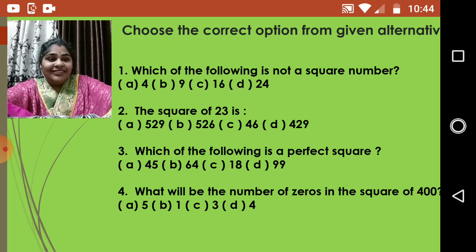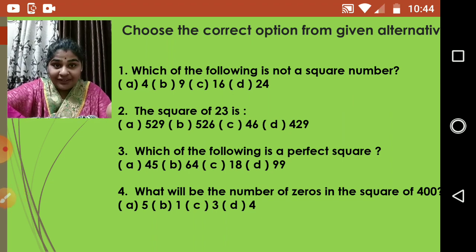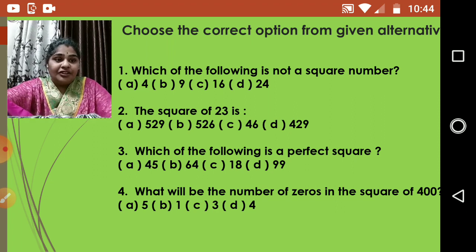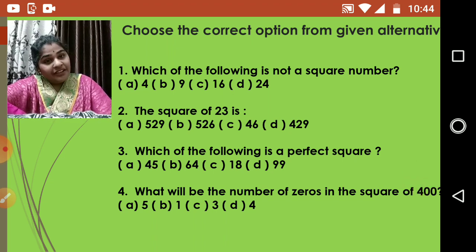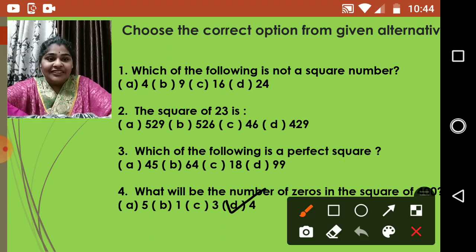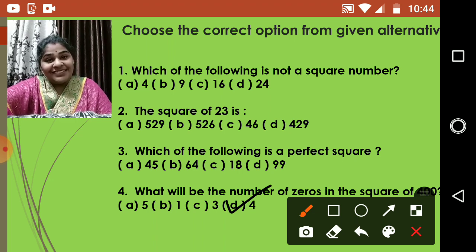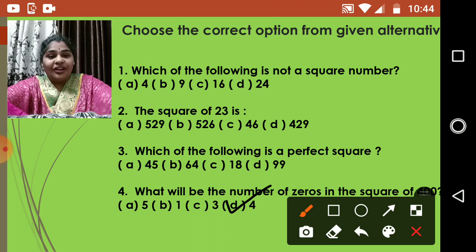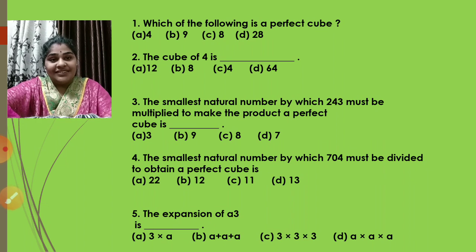What will be the number of zeros in the square of 400? So here if the number has 2 zeros, it will obviously be squared, that is doubled. So presently there are 2 zeros. When we do the square, it will be 4 zeros. So there will be 4 zeros in the square of 400. Alright, when there are 3 zeros, double of 3 is 6 zeros, right? So this is how you can answer.